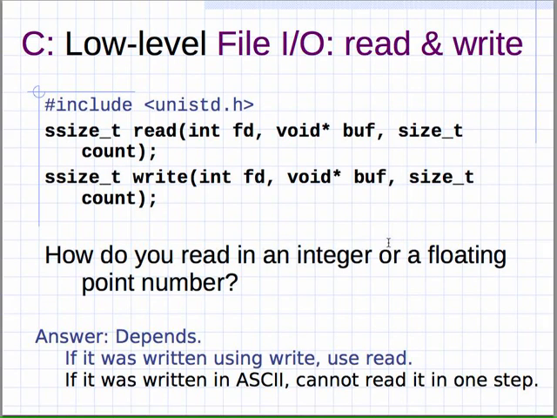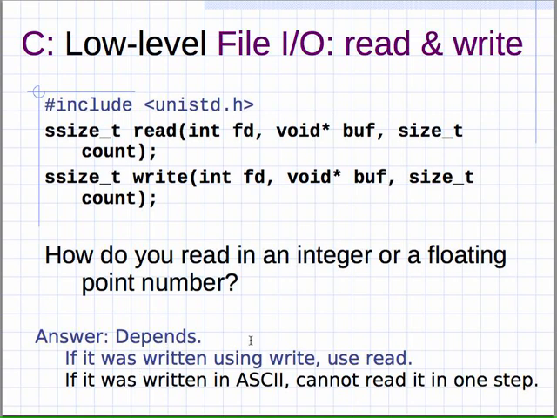Okay, so that's the meaning of those flags. Now let's go back and take a look at this. If you're reading in bytes at a time, so that's what this is, these low-level reads and low-level writes, how can you read in an integer or a floating point number? The answer, it sort of depends.